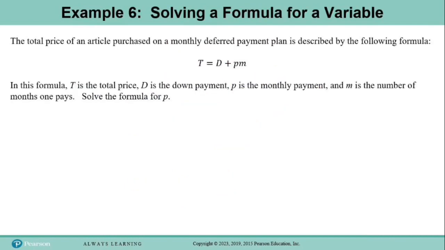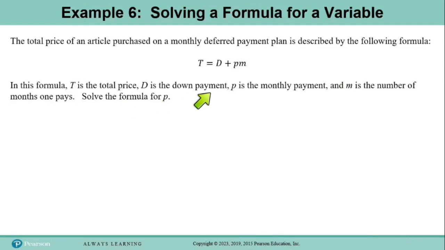Okay, here is another example, and it says, the total price of an article purchased on a monthly deferred payment plan is described by the following formula. T equals D plus PM. In this formula, T is the total price, D is the down payment, P is the monthly payment, and M is the number of months one pays. Solve the formula for P.